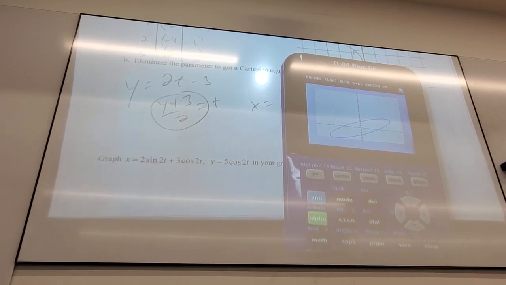So yeah, that looks like an ellipse that has been shifted diagonally. That is a really difficult thing to do in rectangular coordinates, but it's relatively easy to do in polar. What's up?